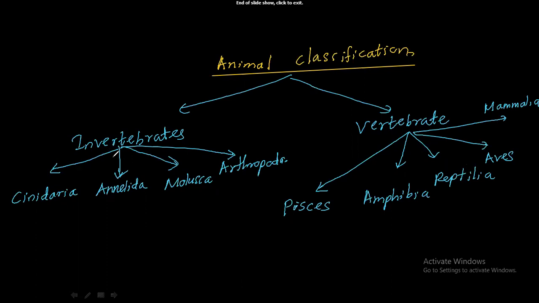I think you already have a total understanding. We'll write examples for each. We'll write 3 examples for each. Just to remind. Cnidaria: jellyfish. Hydra, yes, Hydra, jellyfish. What else? Sea anemone, right?